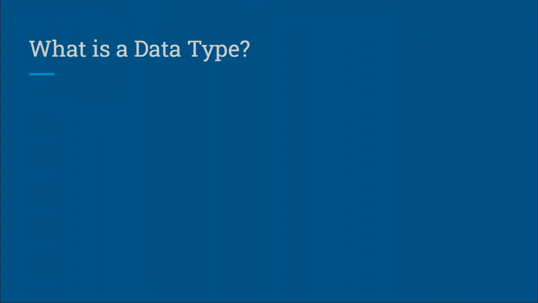Hey, this is the second episode of Python 101. Today we're going to talk about data types. So, what is a data type? Well, the name denotes the meaning. A data type is a type of data.